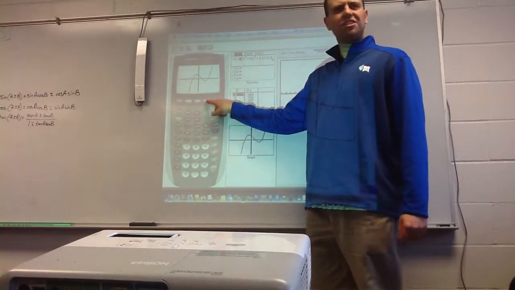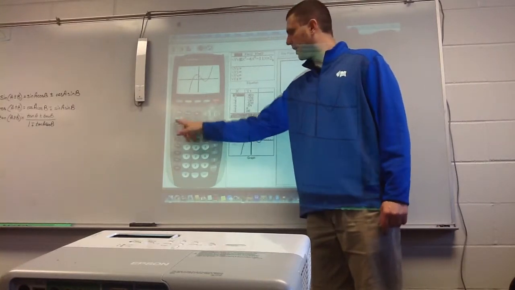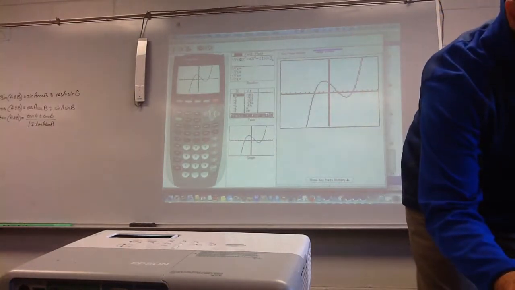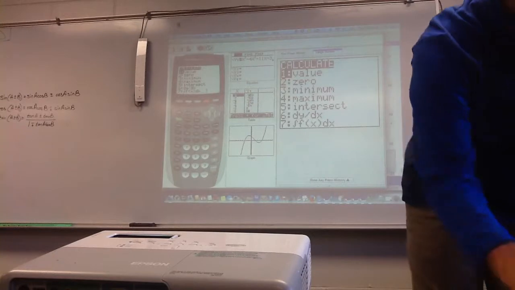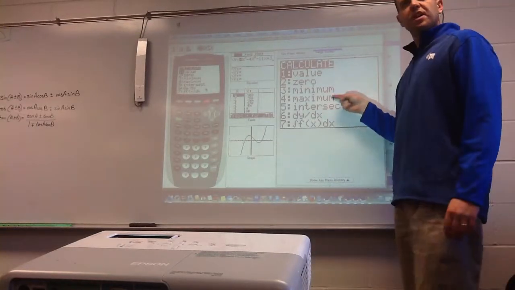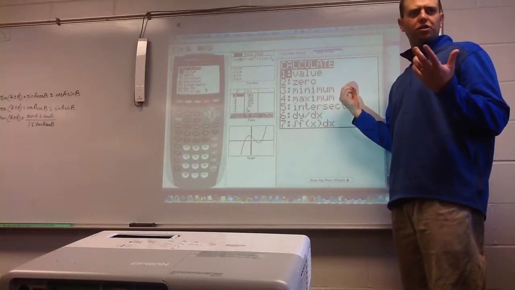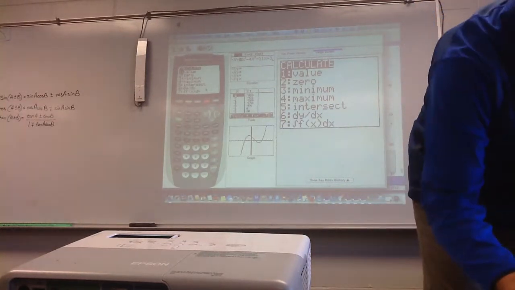Right above trace it says calculate. So I got to go second trace. Three and 4 says minimum and maximum. Pick whichever one you want to do first. Does not matter. I'll do minimum first because it's the first one on the list. So I'm going to select number 3.